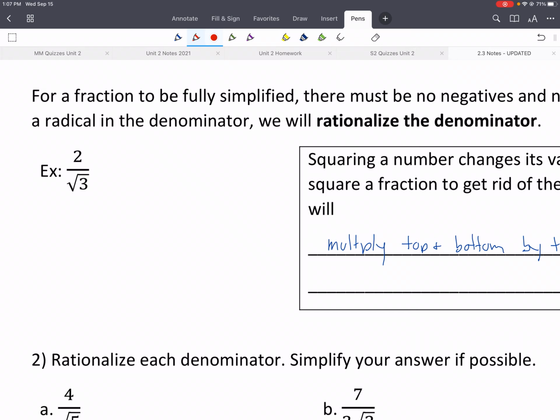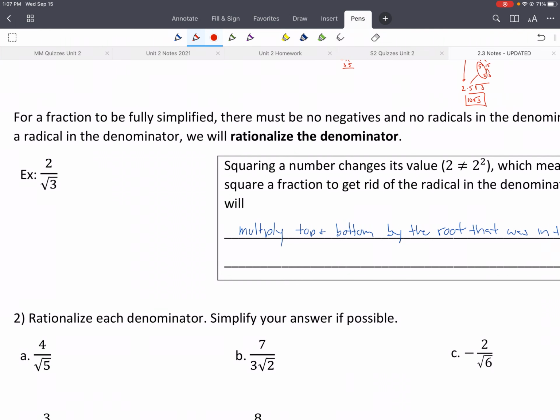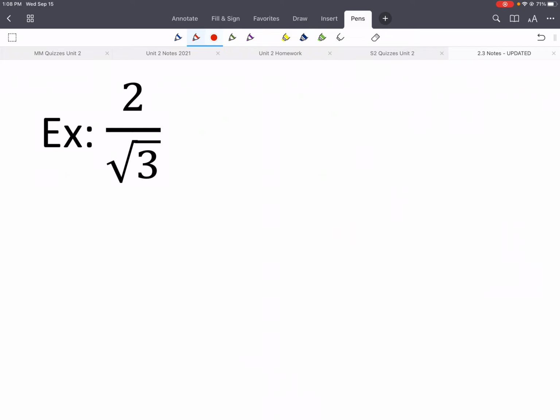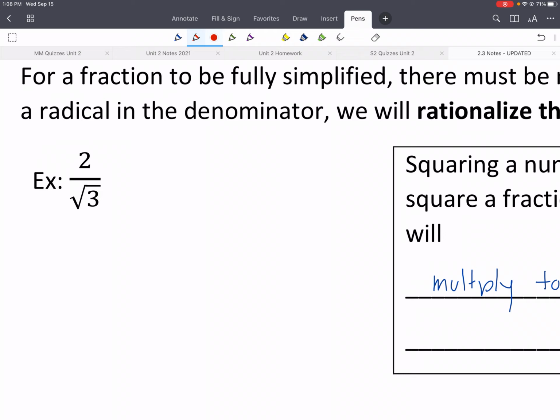All right, so if we have a root that's inside the denominator, we want to get rid of that. To do that, it's called rationalize the denominator. So rationalize, you know, rational, okay, that's something that has a decimal that has a pattern or can be written as a fraction. But an irrational number, like the square root of 3, we don't want to have. So we're going to rationalize it, make that denominator become rational.